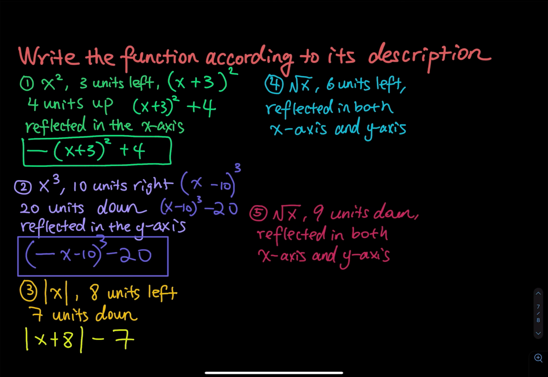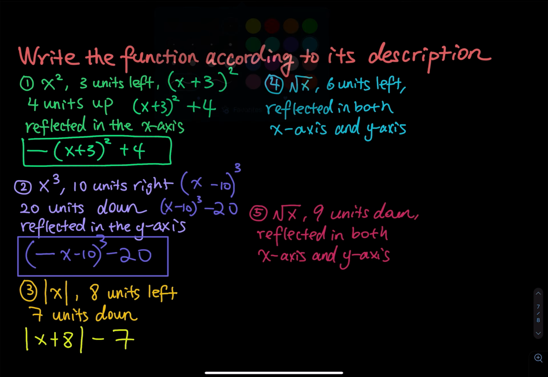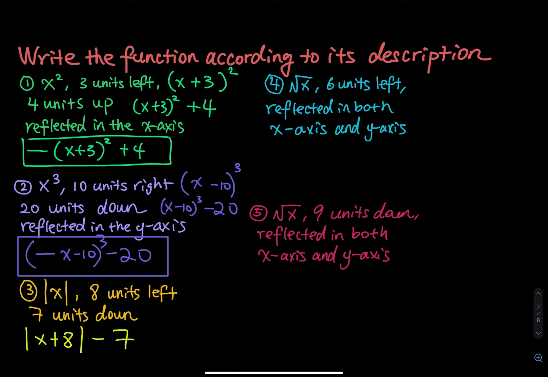Okay, number 4 and 5. 5 is extremely tricky. So number 4, you have square root of x, and then you go 6 units to the left, right? So you have the square root of x plus 6, right? To the left. So when x is equal to -6, y is equal to 0, and then -6 is on the left, and then reflected in both the x-axis and y-axis. So you have this, right? So at this point, you have this.